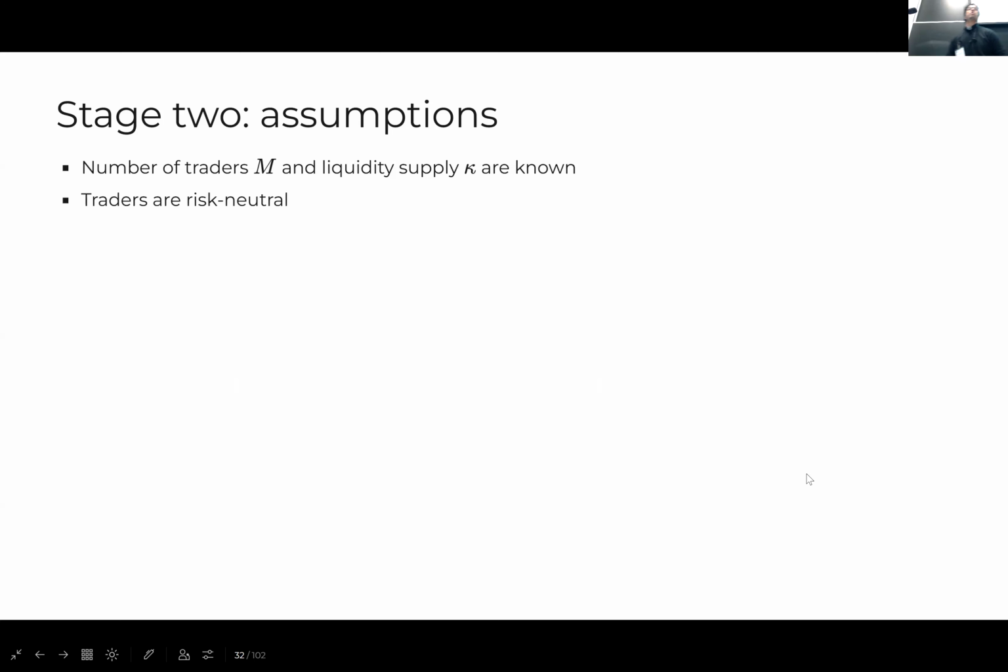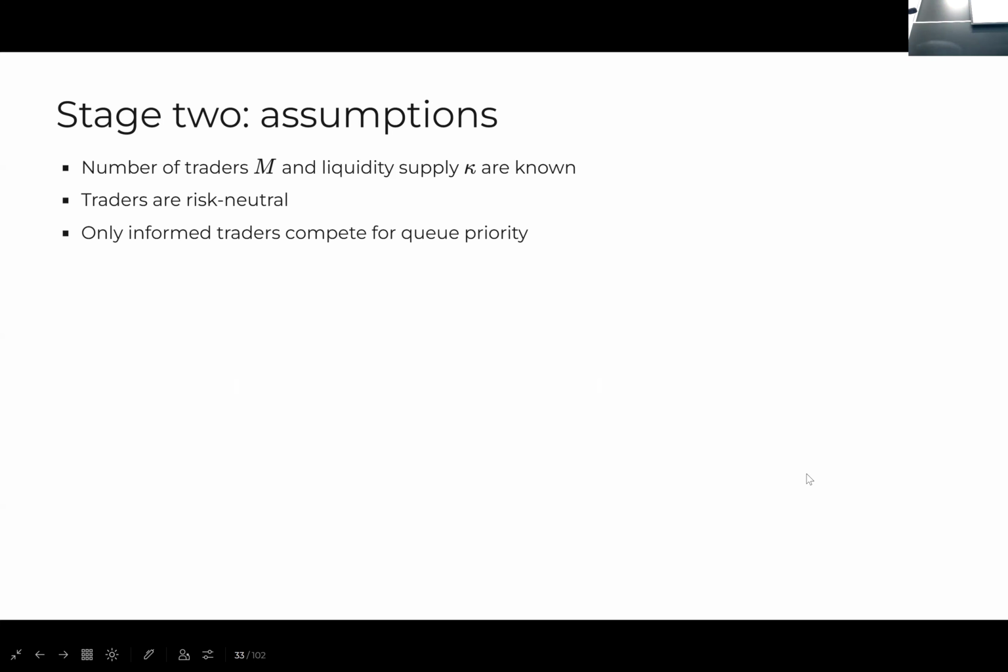My traders are risk neutral. It simplifies everything. I can do a linear quadratic approximation of a CARA utility if you want, but it will lead to the same thing, only more complicated. And I'm also assuming that in stage 2, only informed traders are competing for queue priority.